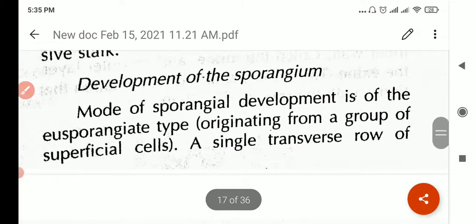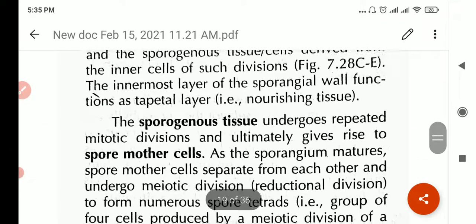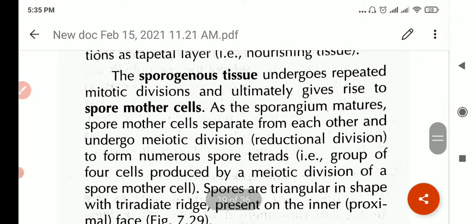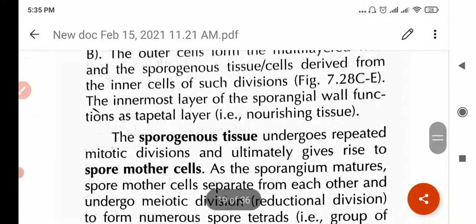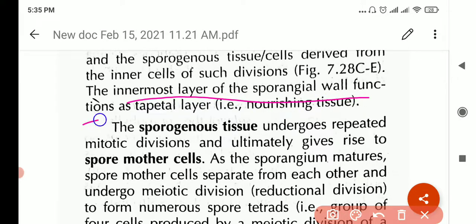Okay, so let's look at the, where did we stop? The innermost layer of the sporangial wall functions as tapetal tissue. Okay, this one always comes in multiple choice, no? For your competitive exam, they'll ask you what is tapetum. Simply, it is the nourishment tissue, okay, for the zygote, no?